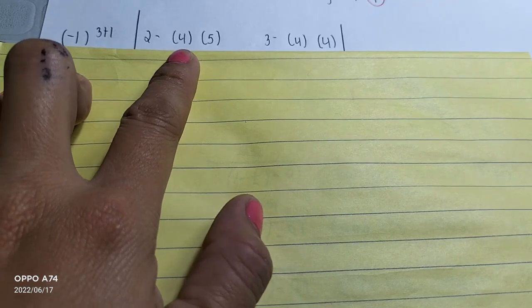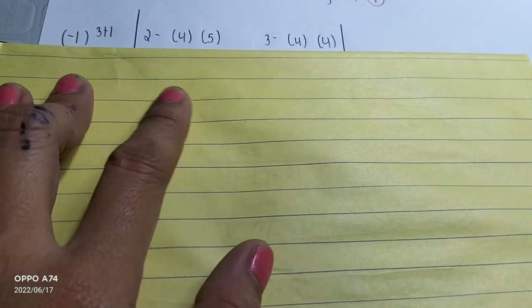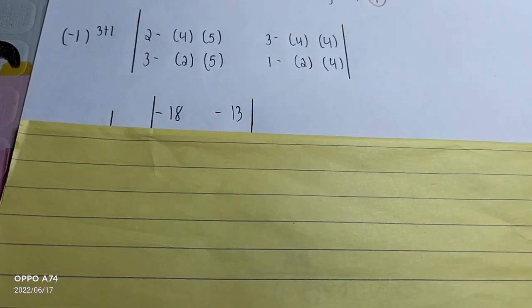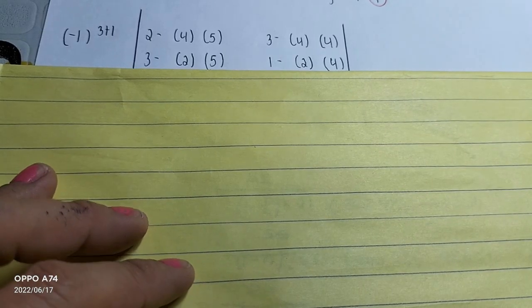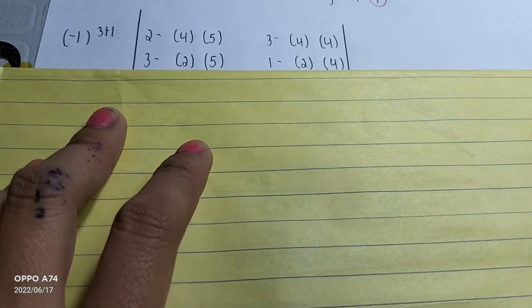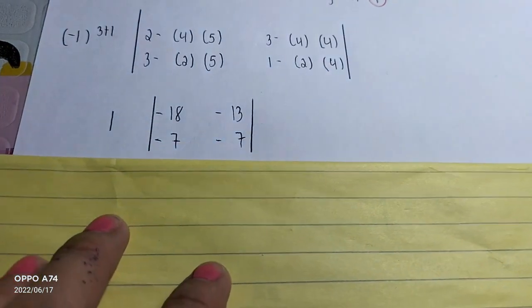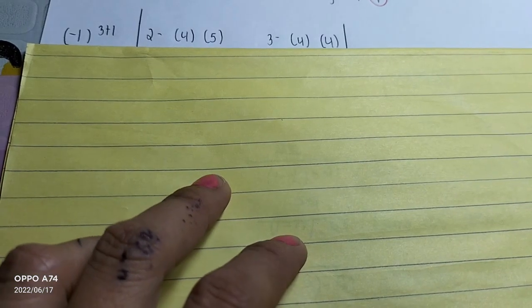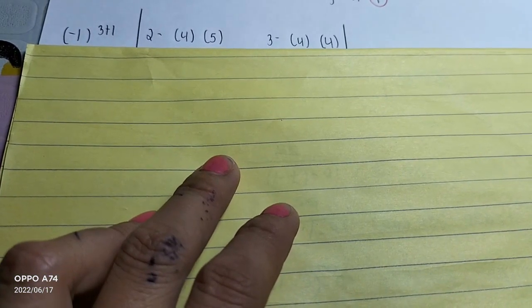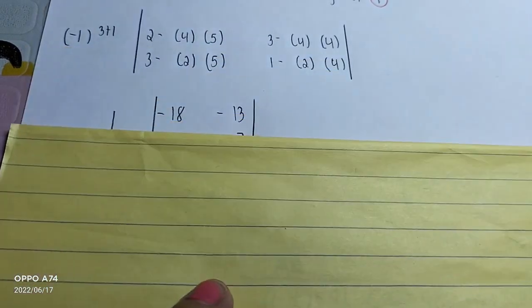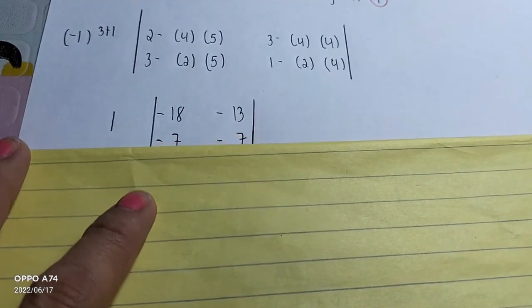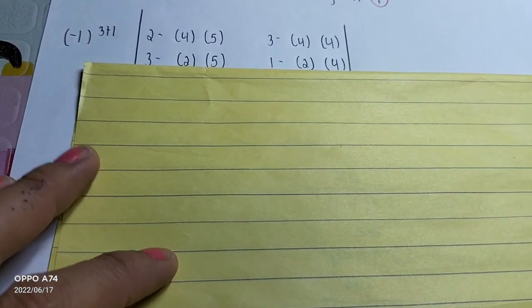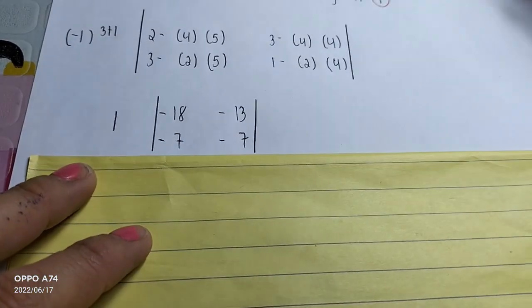2 minus the quantity of 4 multiplied by 5 equals negative 18. And the second is 3 minus the quantity of 2 times the quantity of 5 equals negative 7. And here it is 3 minus the quantity of 4 times the quantity of 4 equals negative 13. And the last is 1 minus the quantity of 2 times the quantity of 4 equals negative 7.